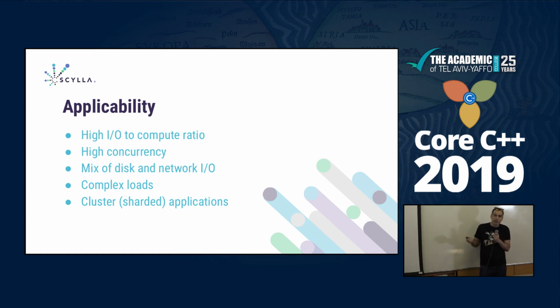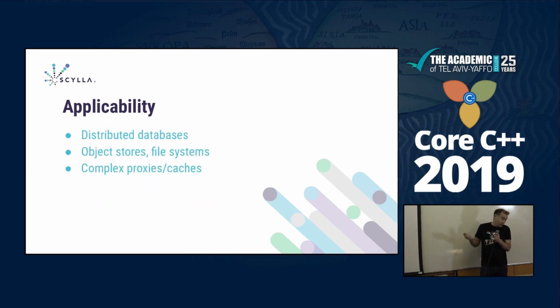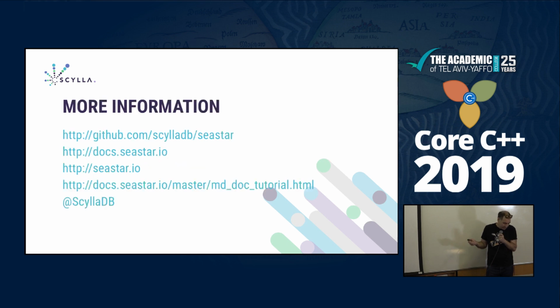And clustering is also a good match because in a cluster, you are already supposed to solve the problem of distributing work among the nodes. So distributing the work among the different cores is just an extension of that problem. So the examples are distributed databases. This is what we are doing. Object stores and file systems. So Ceph, the distributed file system project from Red Hat, is in the process of transitioning to Seastar. And complex proxies and caches, and there are a few examples. There is a Redis reimplementation in Seastar that does that.